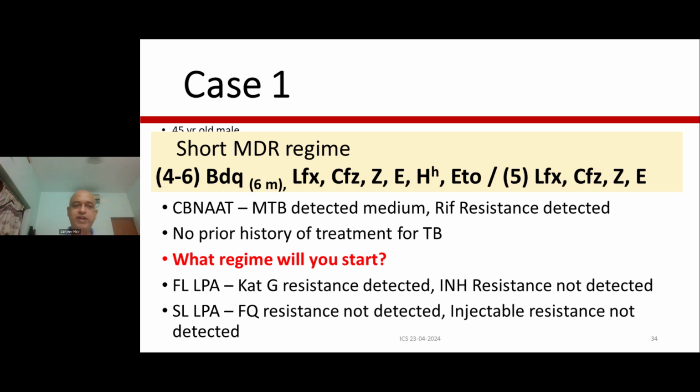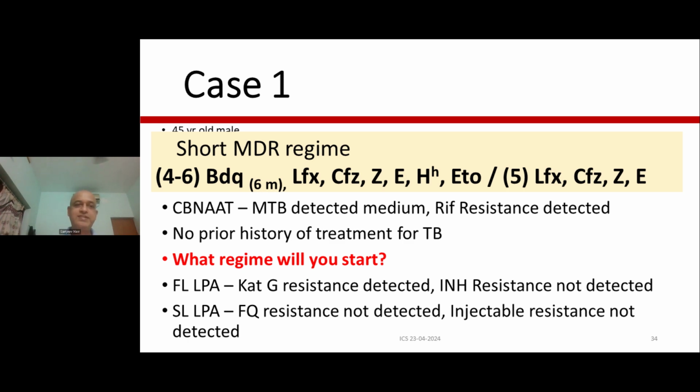So this is an out-and-out MDR-TB patient. I will not describe the case further. Rifampicin resistance detected, first line LPA showing katG resistance but no inhA resistance, and fluoroquinolone resistance and injectable resistance not detected. So out and out MDR-TB without any added resistance, no other contraindication, you start the shorter regime.